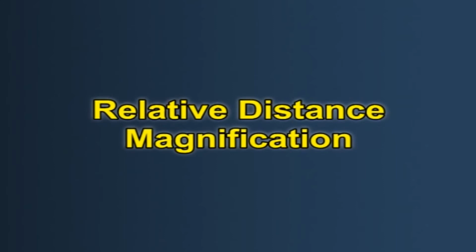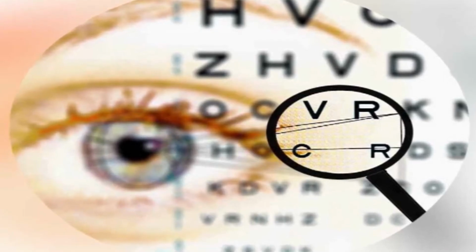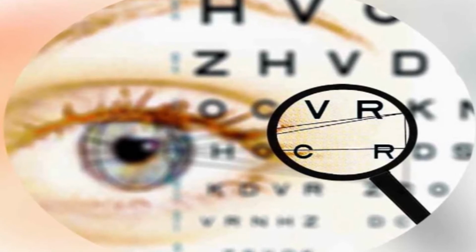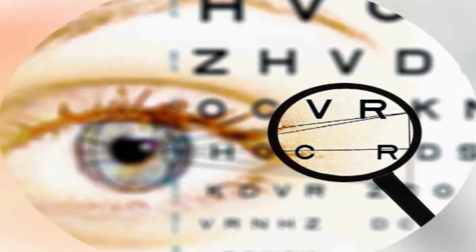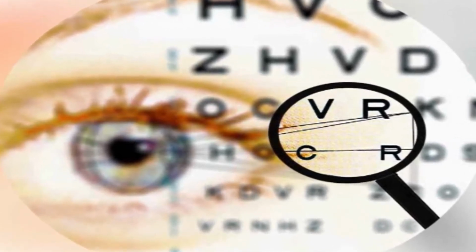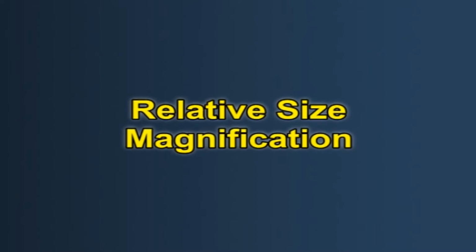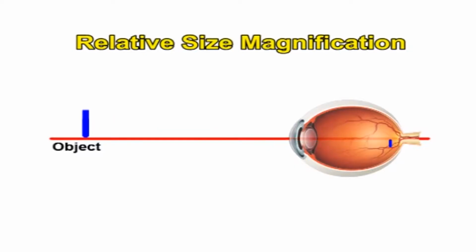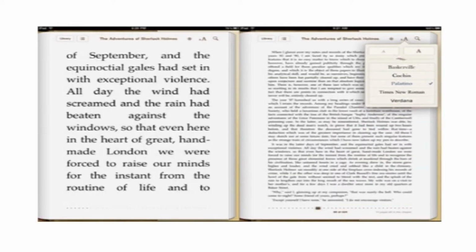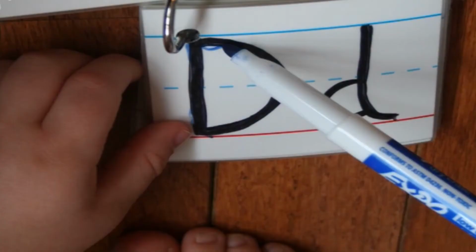Relative distance magnification. Relative distance magnification is where a proportional enlargement of the retinal image happens on moving the object closer to the eye. Example, sitting in front of the television or holding a book close while reading. This is also called the approach method. Relative size magnification. This is achieved by enlarging the size of the object to give an enlarged image on the retina. Example, large print books, writing large letters.